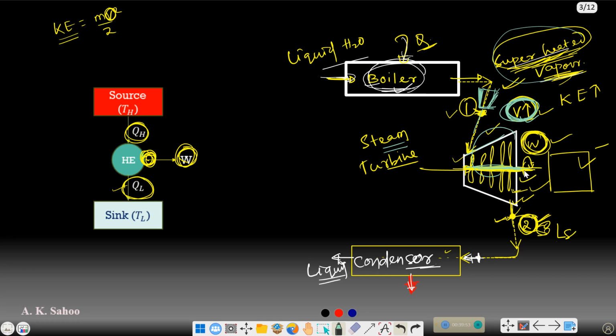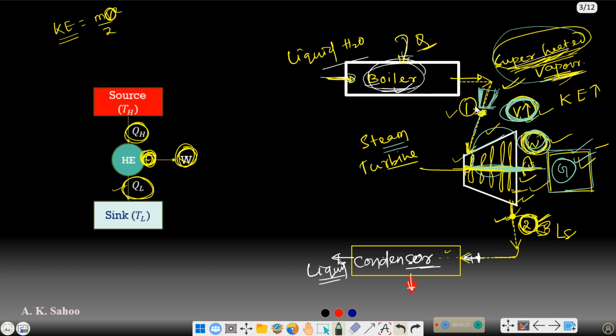Now this mechanical work which we have got from this particular shaft is fed to a generator, and this generator will be producing electricity. We are not interested right now in how the generator converts the mechanical energy into electrical energy. So we have produced this work.